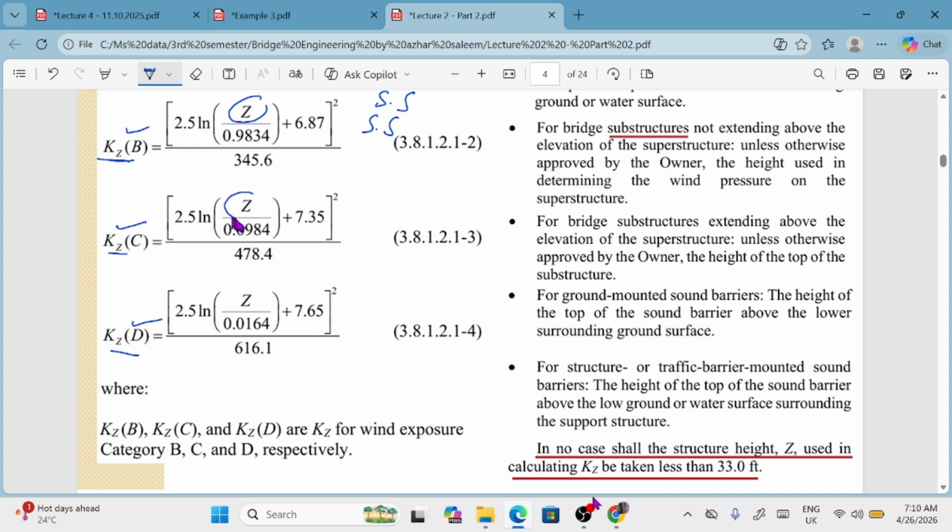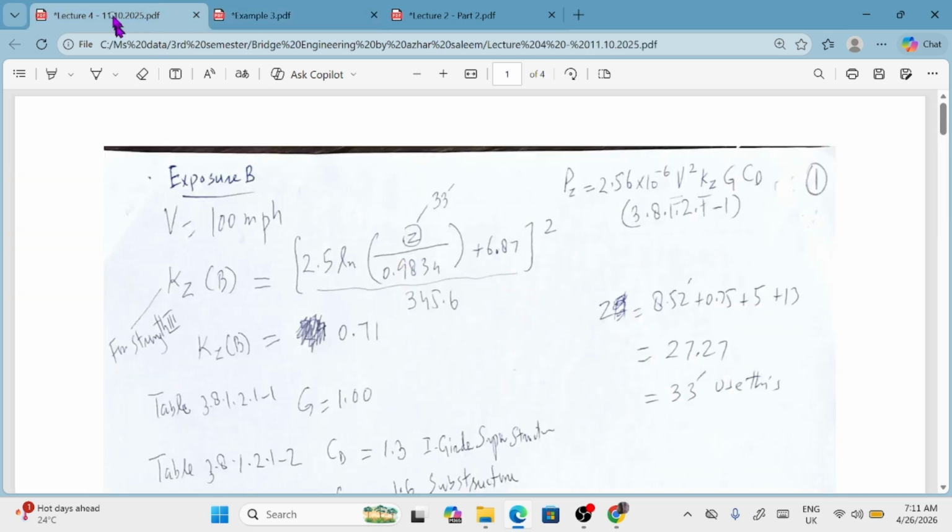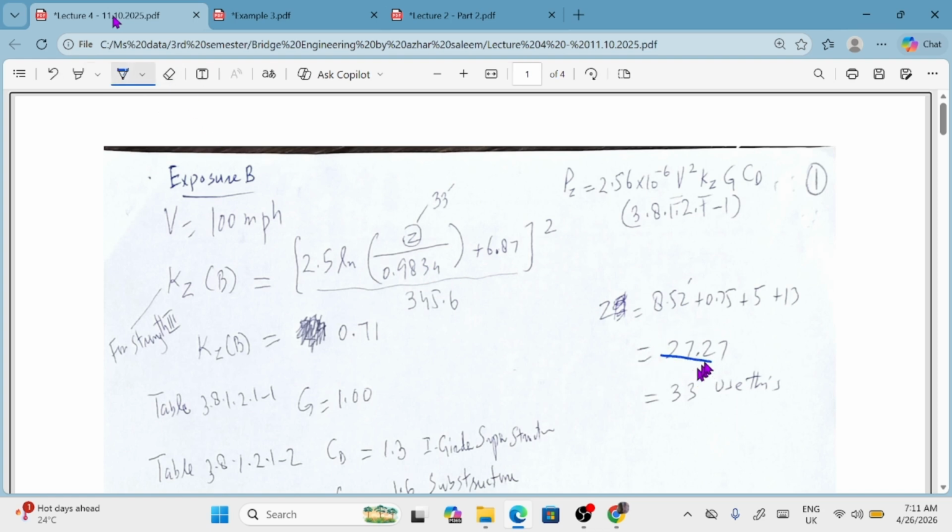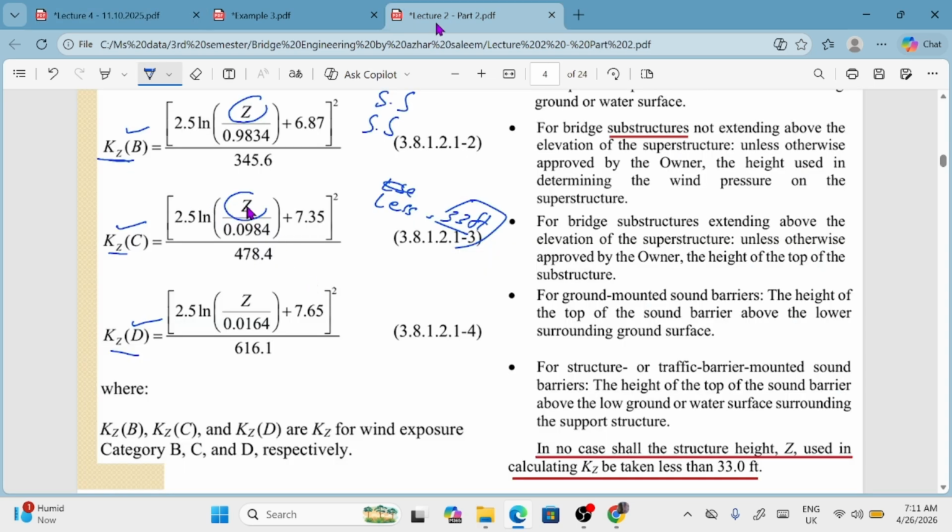If your building or structure height is less than 33 feet, you should take 33 feet. If your height is greater than 33 feet, then you can use that particular height. In the problem we solve, our total height is 27 feet. The total height is 27, but we will use Z as 33 feet. This is from the base of the pier to the top. If we put the Z value in this equation, then we can calculate Kz.